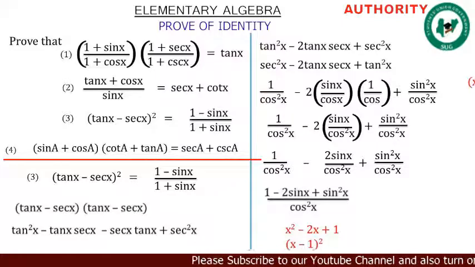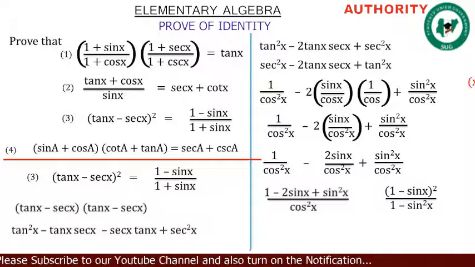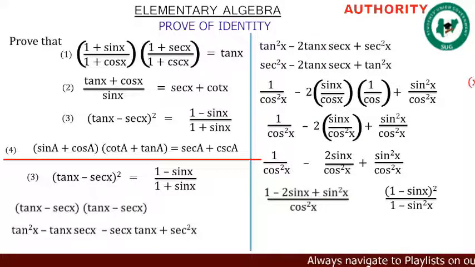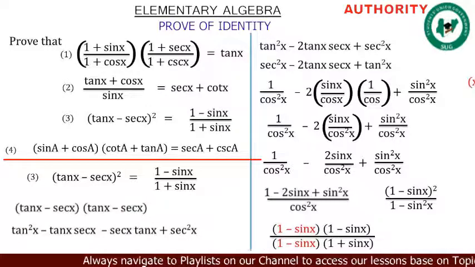Likewise, when you factorize 1 minus 2 sine x plus sine squared x, it's going to give you 1 minus sine x in bracket squared, all over cos squared x. In one of our formulas, we say that sine squared x plus cos squared x is equal to 1. So when you make cos squared x the subject, we have 1 minus sine squared x. So in place of cos squared x, we replace it with 1 minus sine squared x. Now this 1 minus sine squared x, we open it into two places. That means we have 1 minus sine x in bracket times 1 minus sine x in bracket, and then the denominator is 1 minus sine squared x.